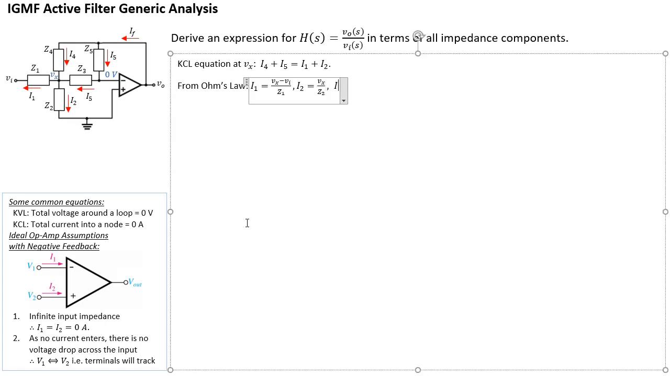Next, let's write about I3. So what can I say about I3? Oh, sorry, I don't have I3 because Z3 is basically I5, so let me do I4. So what is I4? Well, I4 is here, that's Z4. So that's this node here, which is VO, sorry. So this is VO minus Vx over Z4. That's, again, just Ohm's law. So it's going to be VO minus Vx divided by Z4.